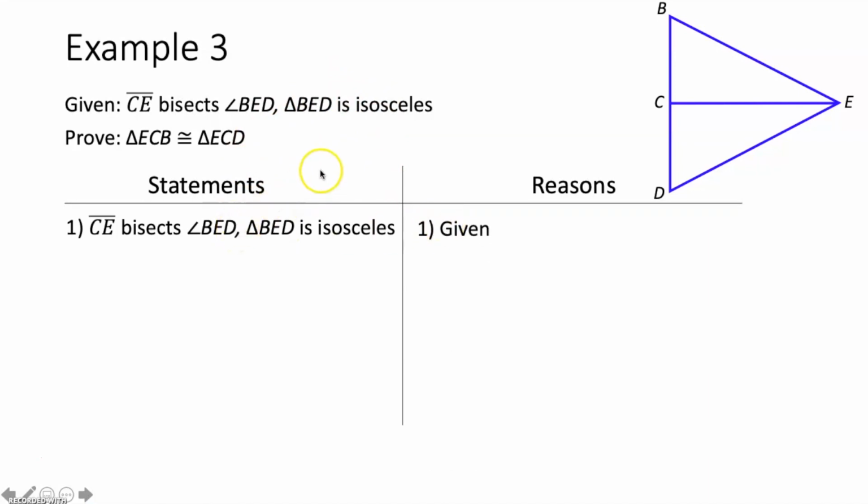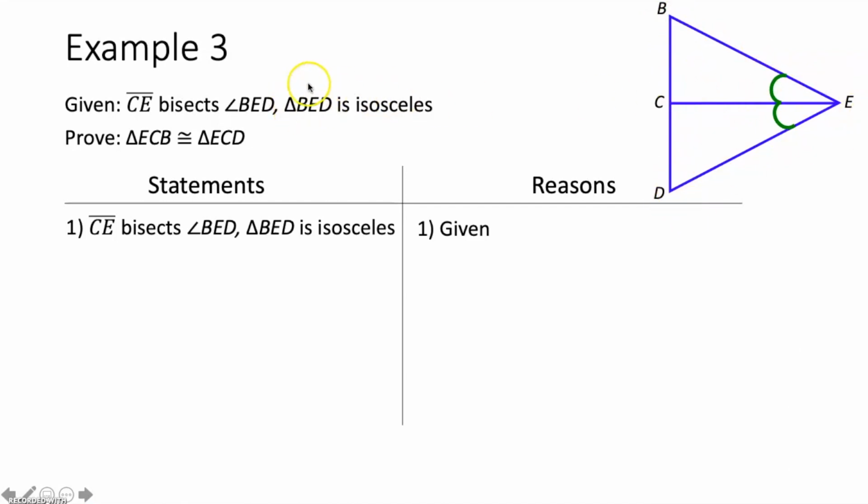Step 3 in a geometric proof is to come up with a game plan. How do we get from our given to what we're trying to prove? Well, again, we are given that segment CE bisects angle BED and that triangle BED is isosceles. And we're trying to prove that these two smaller triangles are congruent. Well, if I know that segment CE bisects angle BED, remember bisect, bi means two, sect means cut. So if segment CE bisects angle BED, that just means it cuts it into two congruent angles, meaning that angle BEC is going to be congruent to angle DEC by the definition of angle bisector.